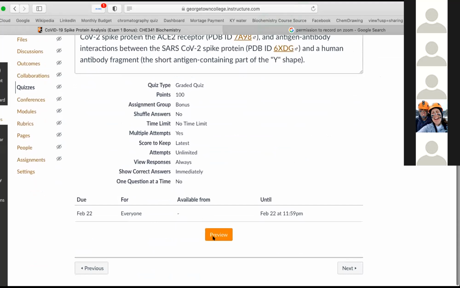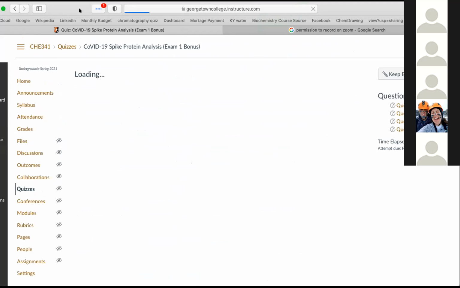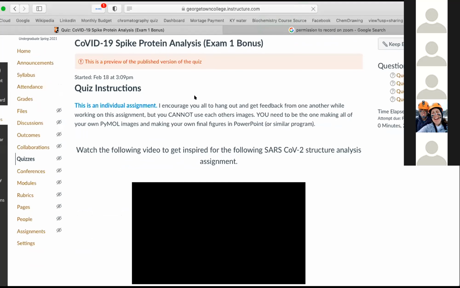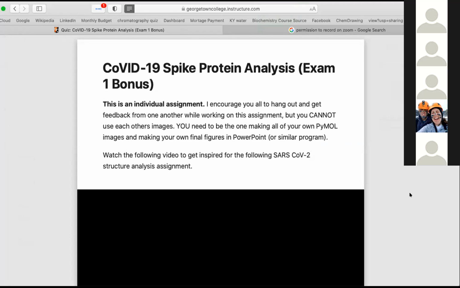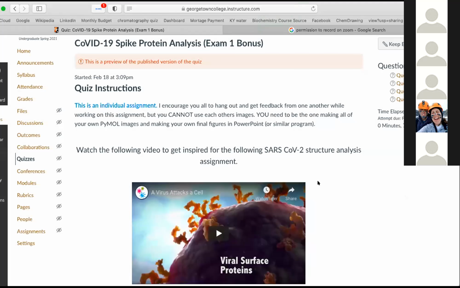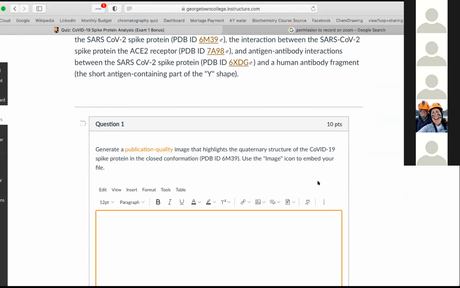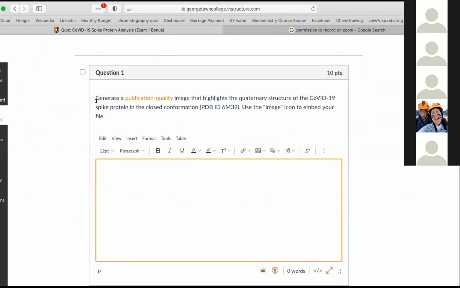Okay, so if we look at the quiz, we've got four things, and I opened them all up, so there shouldn't have to be any PyMOL duplicating structures. The very first question is, generate a publication quality image that highlights the quaternary structure of COVID-19 spike protein in the closed conformation. So let me pull up PyMOL and do this first one for you and try to get you to look around the spike protein structure.